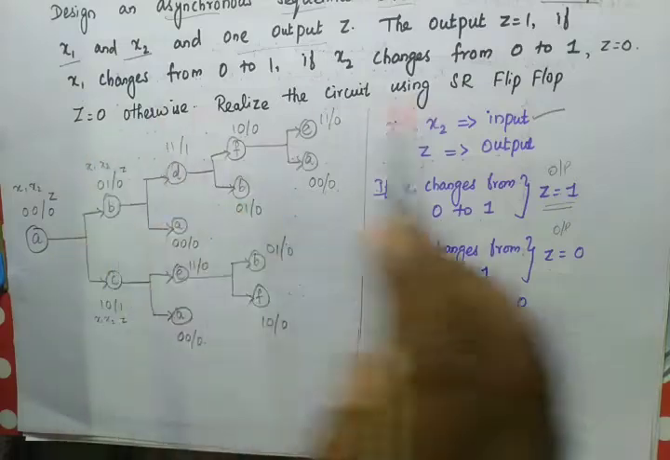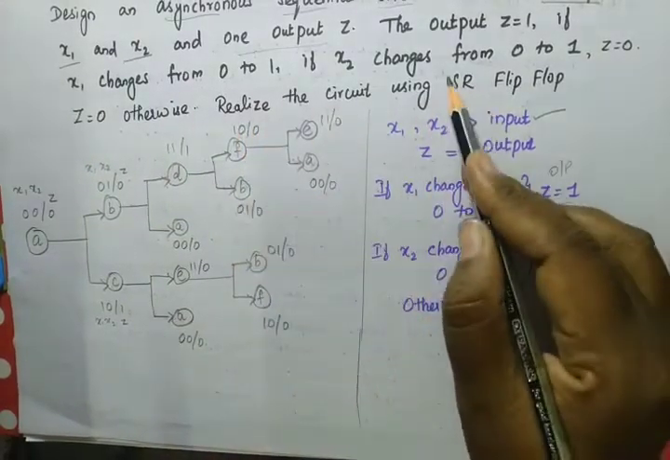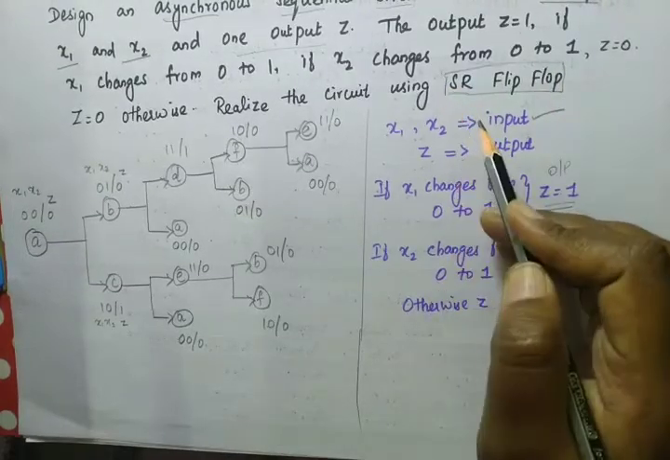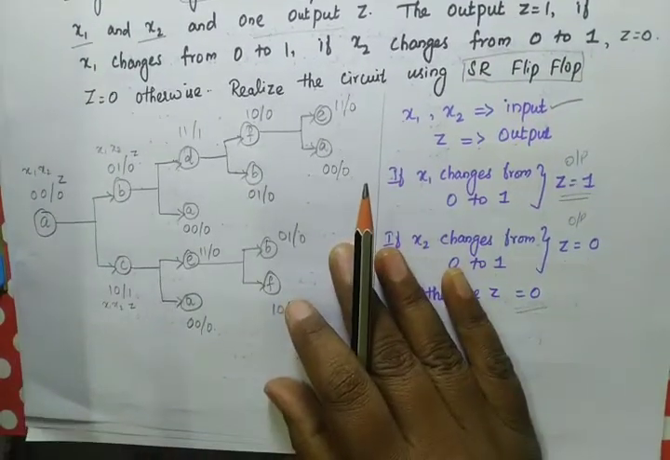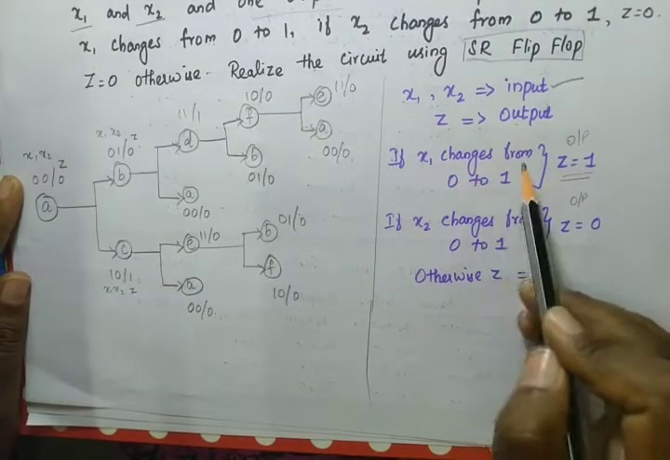And z is equal to 0 otherwise. Now realize the circuit using SR flip-flop. So we must use SR flip-flop. Now listen, this is the condition, that is, if x1 changes from 0 to 1.